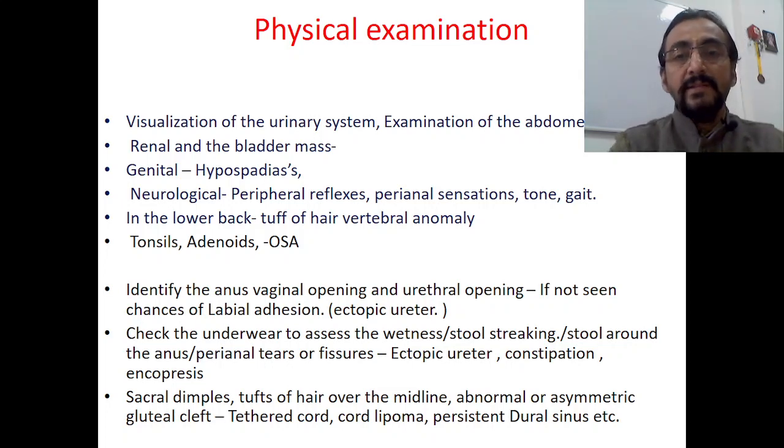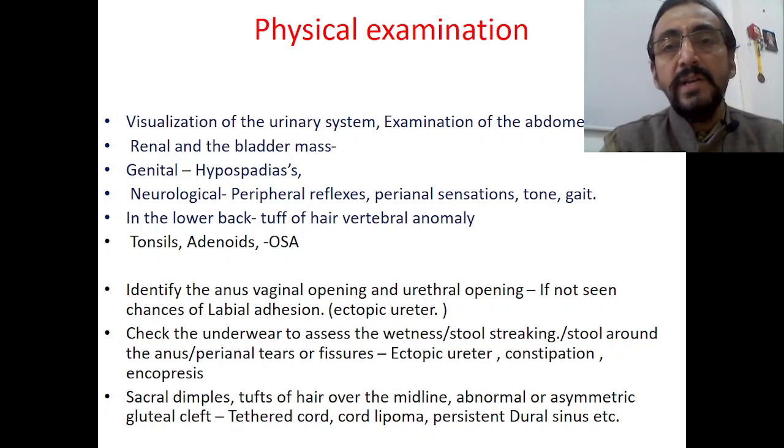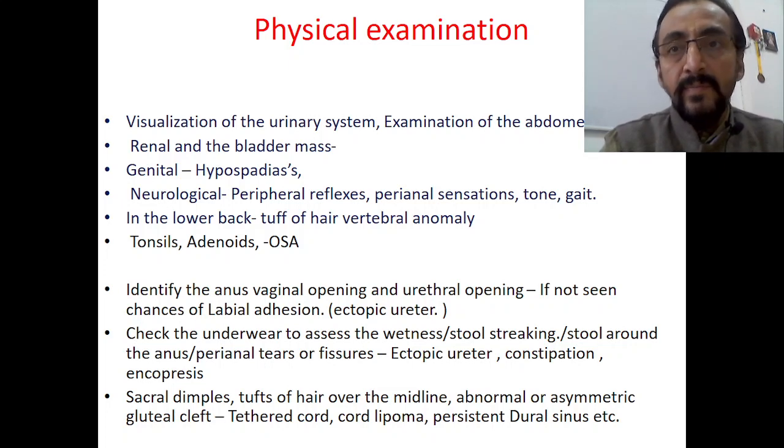So, in the last class, we have seen some of the clinical interrogations related to Shayya mutra or nocturnal enuresis. This is the continued part of the same. Now we have to do some of the physical examination.